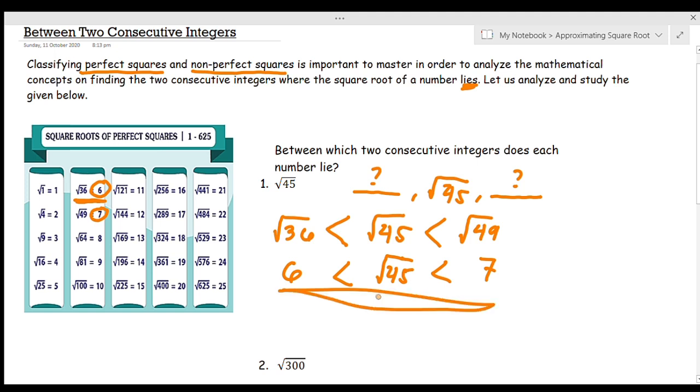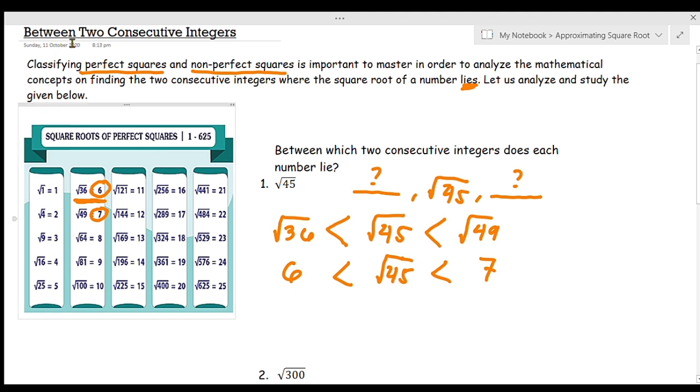Meaning to say, the square root of 45 lies between 6 and 7, or between the integers 6 and 7. Ito po yung sagot, ano po. So, square root of 45 lies in between 6 and 7. So this will be our answer.